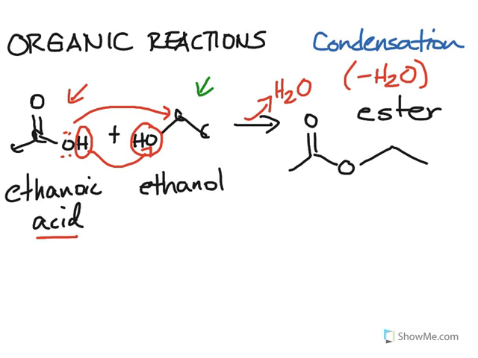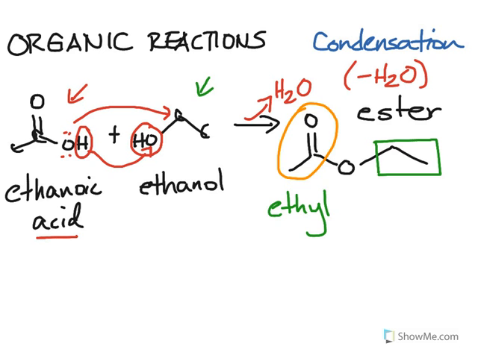Now let me box different components right here. This right here is from the ethanol, and that's what we name first. This is the ethyl part of the name. And with a different color, I'm going to circle this part right here, and note that was from the ethanoic acid, so it still has that ethano, but then we put an ATE. So the name of this structure is called ethyl ethanoate, and that's the name of our ester.